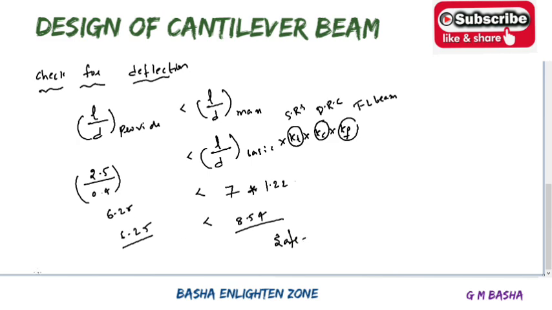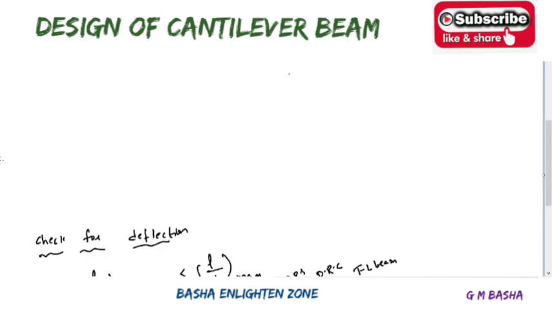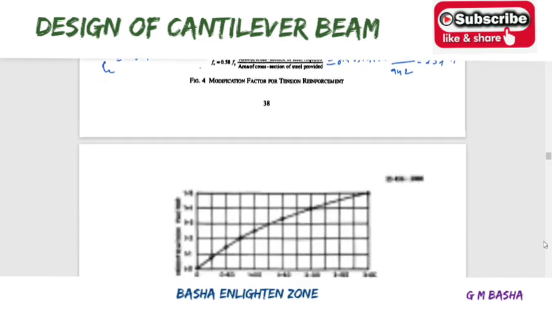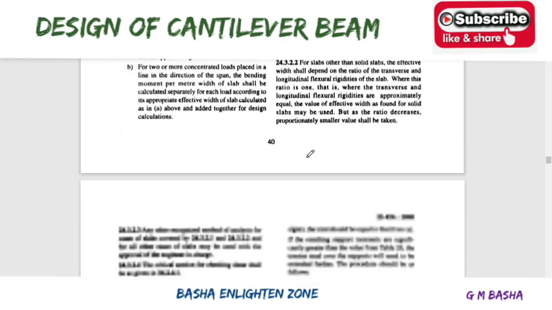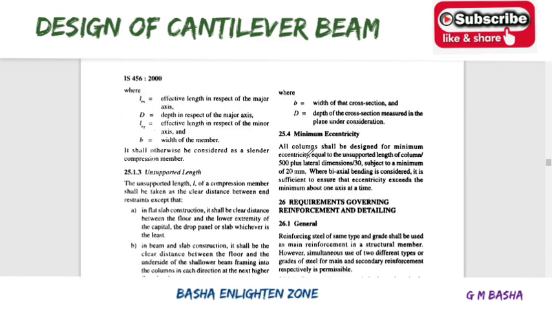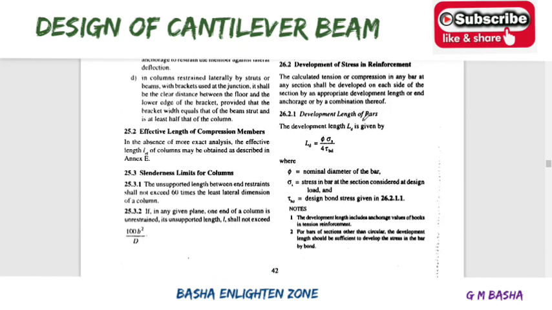Then for the cantilever beam, after completion of this, again one small topic will be there, which is development length. Development length is also important for the cantilever beam. So I will show what development length is. Development length will be on page number 42. Just to calculate that, we use the formula. See here, development length of bars.